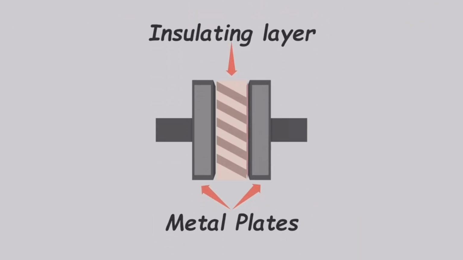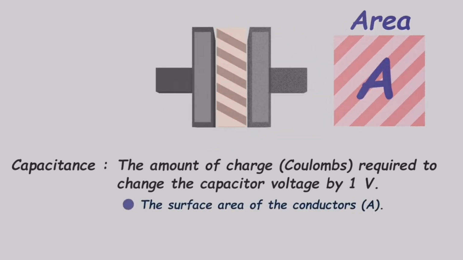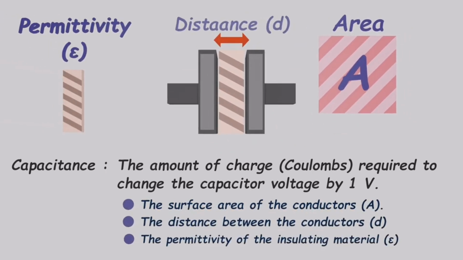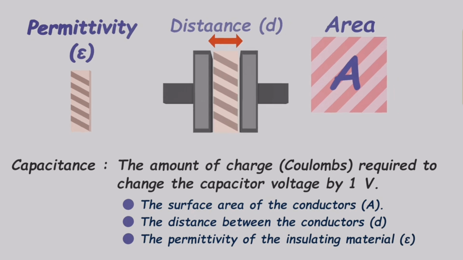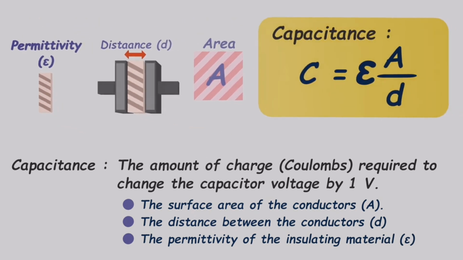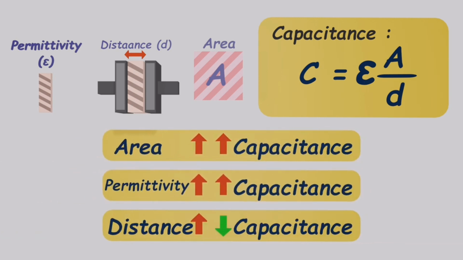Let's revisit the construction of the capacitor. It consists of 2 metal plates separated by an insulating material layer. The capacitor's capacitance, indicating the charge it needs to change its voltage by 1 volt, depends on 3 main factors: the surface area of the conductors, the distance between the conductors, and the unique permittivity of the insulating material, which depends on the material. We can calculate the capacitance using the equation. Capacitance increases with the surface area of the conductors and the permittivity of the insulating material, while it decreases with the distance between the conductors.